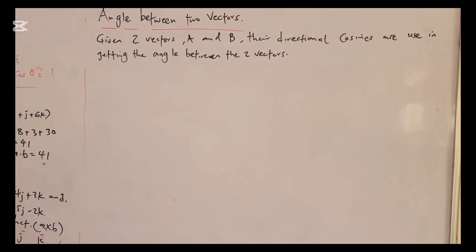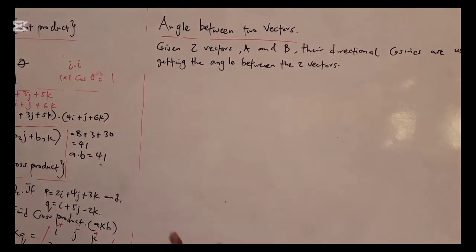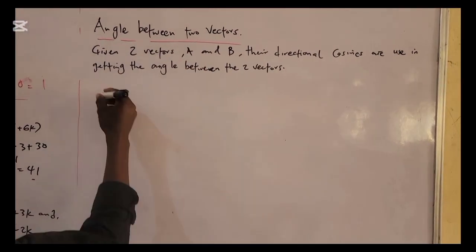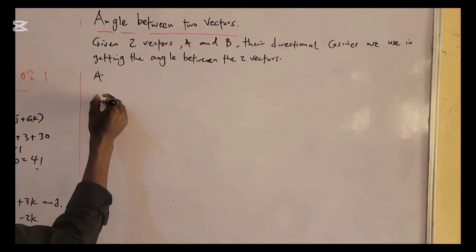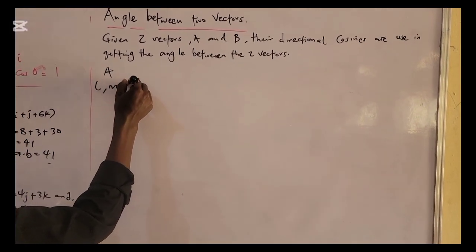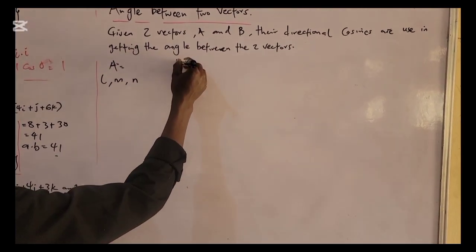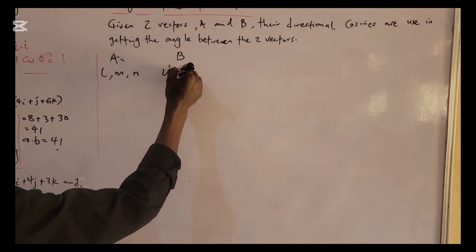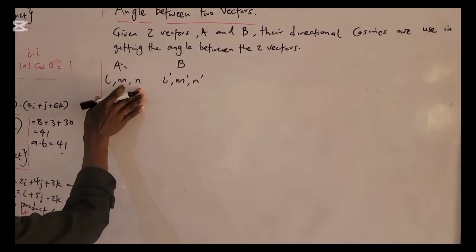So now, what do I mean? For example, let's say the directional cosine for A. I have l, m, and n as the directional cosines for A. Then for B, I have l prime, m prime, and n prime, just to differentiate them from each other.